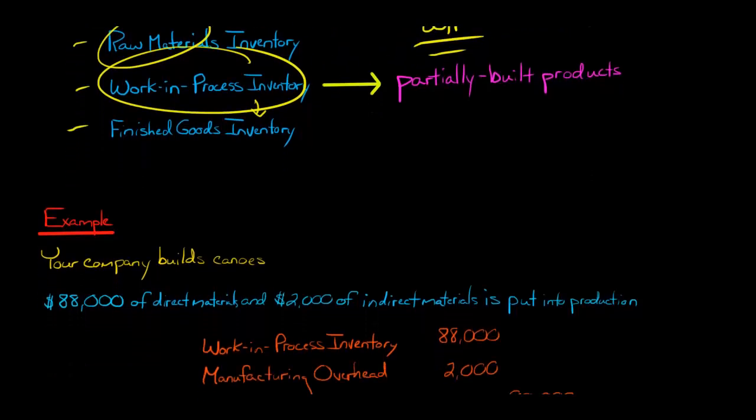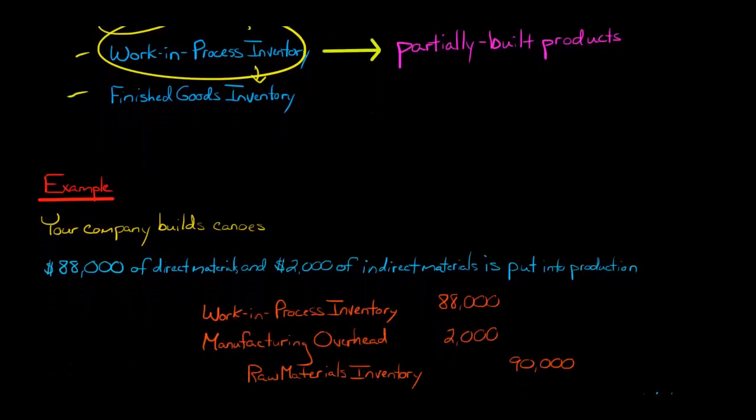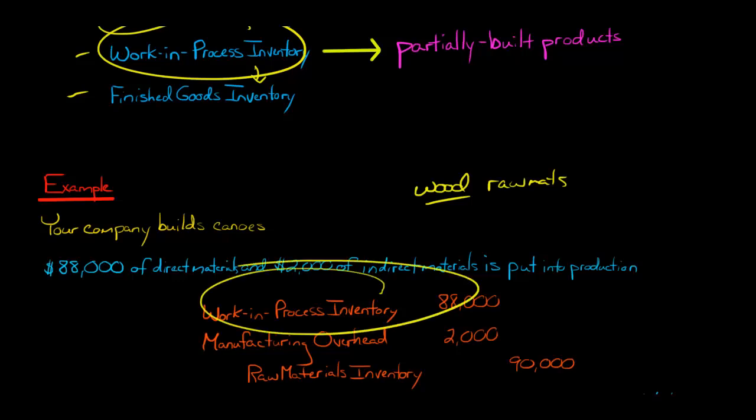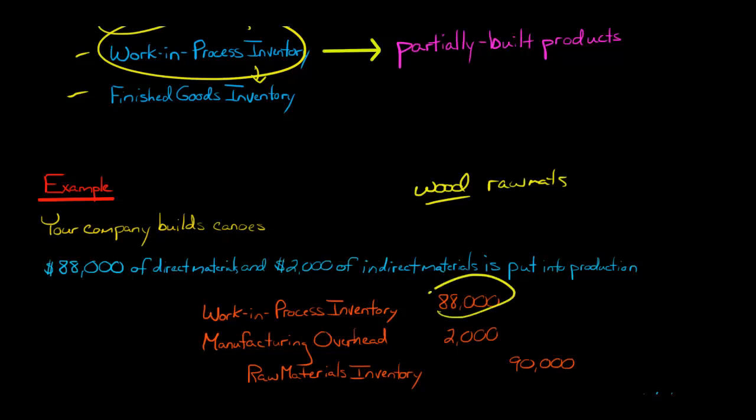Okay, so if we're talking about building the canoes and you just bought some wood and you had the wood just sitting there and you weren't actually doing anything to it, that would be raw materials inventory. So what we're doing here is taking it out of raw materials, and so we're going to credit raw materials inventory for $90,000. And then we're going to have some debits. We're going to debit work in process inventory for $88,000, which might seem confusing to you. You might be thinking, hey, we're taking $90,000 out of raw materials inventory. Why isn't it a debit to work in process inventory of $90,000?